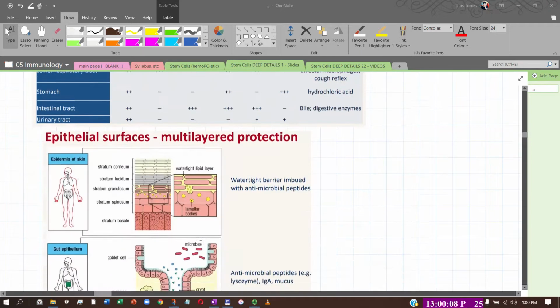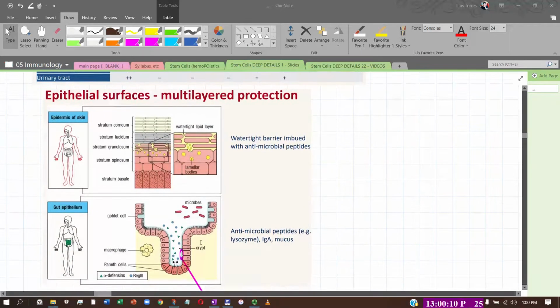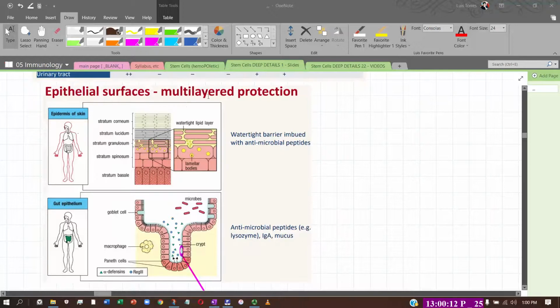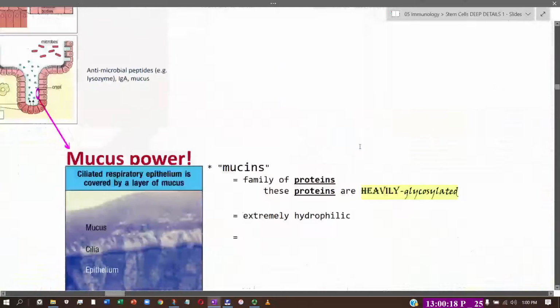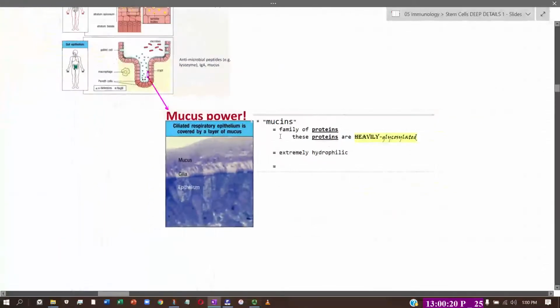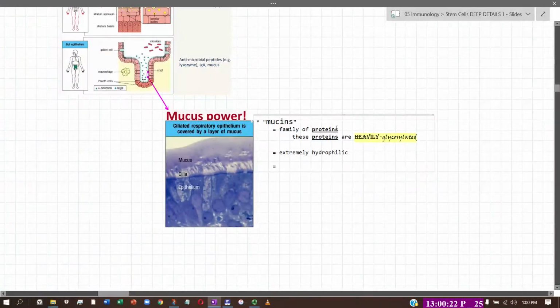We'll come back to that with more details. And here the keyword is multi-layer. There's multi-layer protection. All right, very nice. And then here's where it's appropriate to talk about mucus. Cool. Okay, we'll come back to that if necessary.